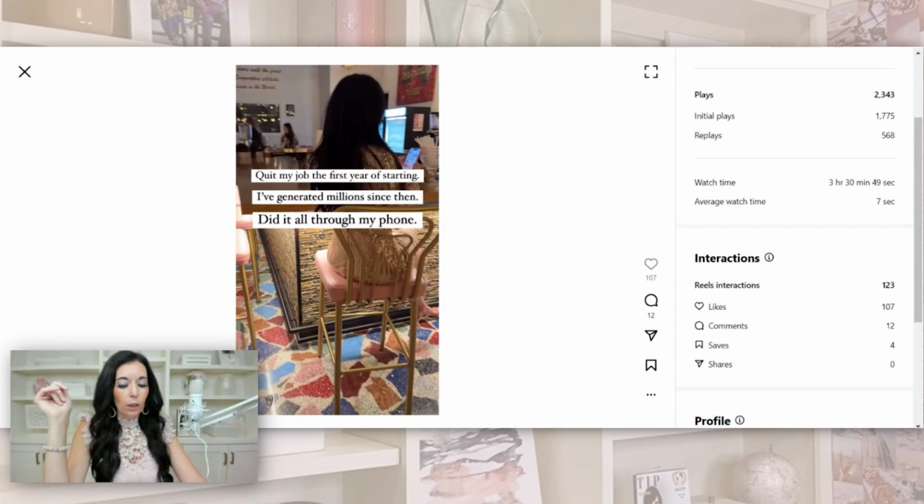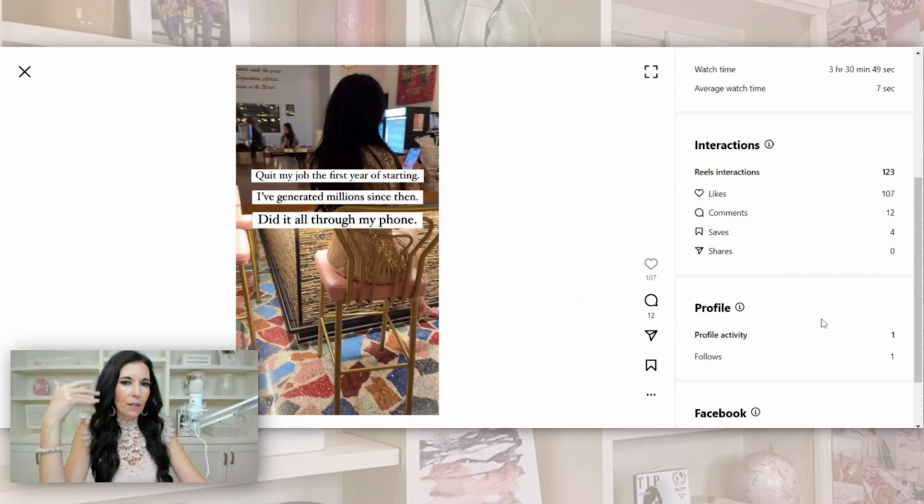The third thing you want to look at is the follows that you got from the reels. This is harder to do, but what's really cool is if you go through your last 10, 15, 20 reels, you can see from this reel, I received 1 new follower, which is gold, because this means that someone found my reel in the newsfeed and liked it enough to follow me. That's literally the goal here.